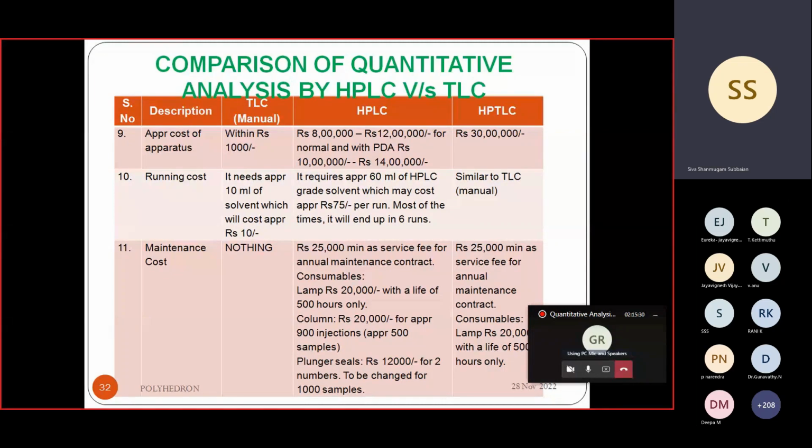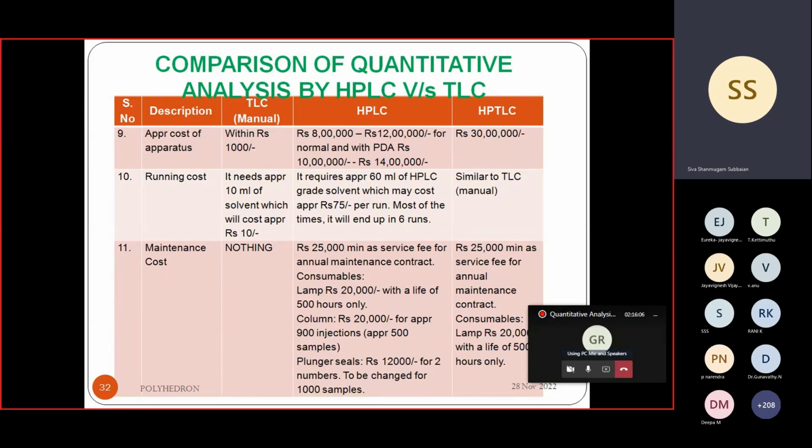And since HPLC has a lot of moving components, the wear and tear is very high and the depreciation rate is very high. Maintaining an HPLC on a day-to-day basis is something like having an elephant at home. Let me explain the maintenance cost involved. In TLC, it's nothing. In HPLC, the annual maintenance contract, I don't think it will be less than 25,000 nowadays. It's been a while since I engaged anybody, so I don't know exactly what the annual maintenance contract fee is.